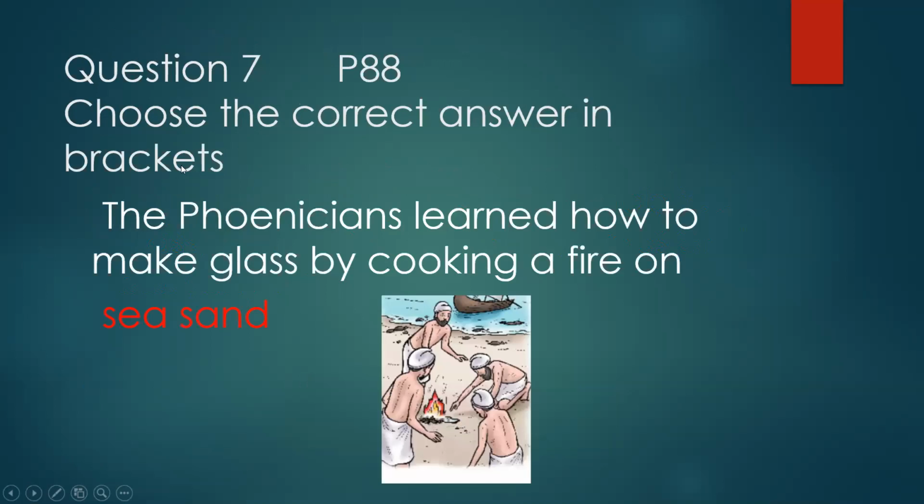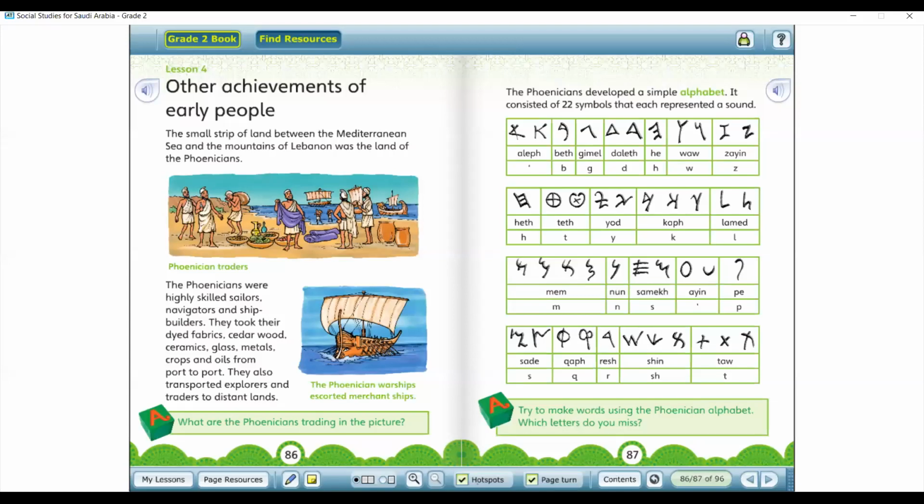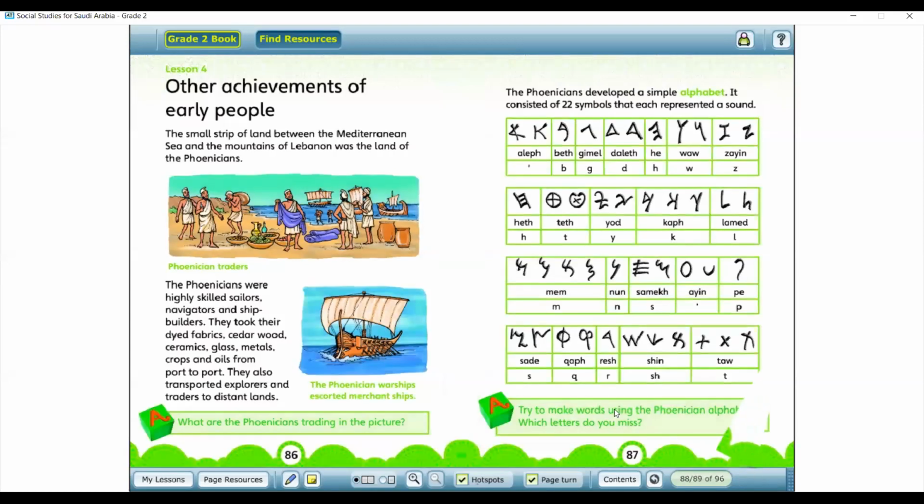And the last question, question number 7, also found on page 88. Choose the correct answer in the bracket. The Phoenicians learned how to make glass by cooking a fire on sea sand, not a stormy sea or anything like that. So sea sand there, it was actually done purely by accident. And this basically is our lesson of revision for Social Studies Grade 2 for today. Once again, we found this information in our student book on page 86, 87, and page 88.